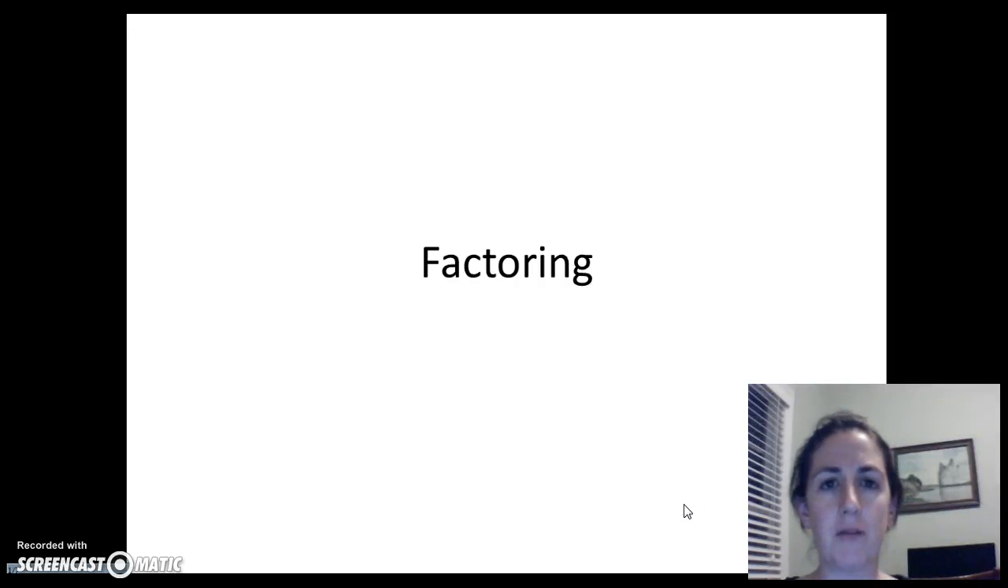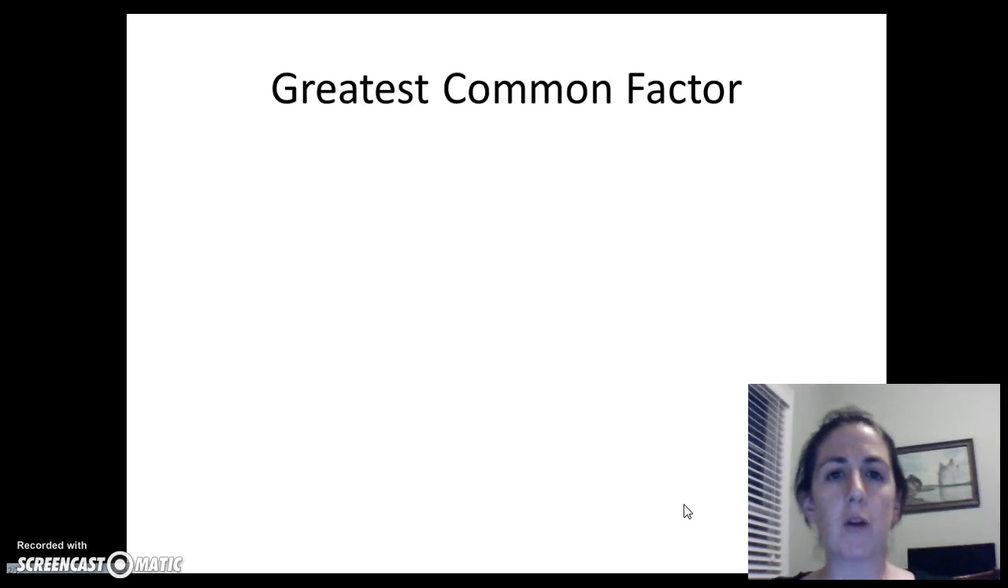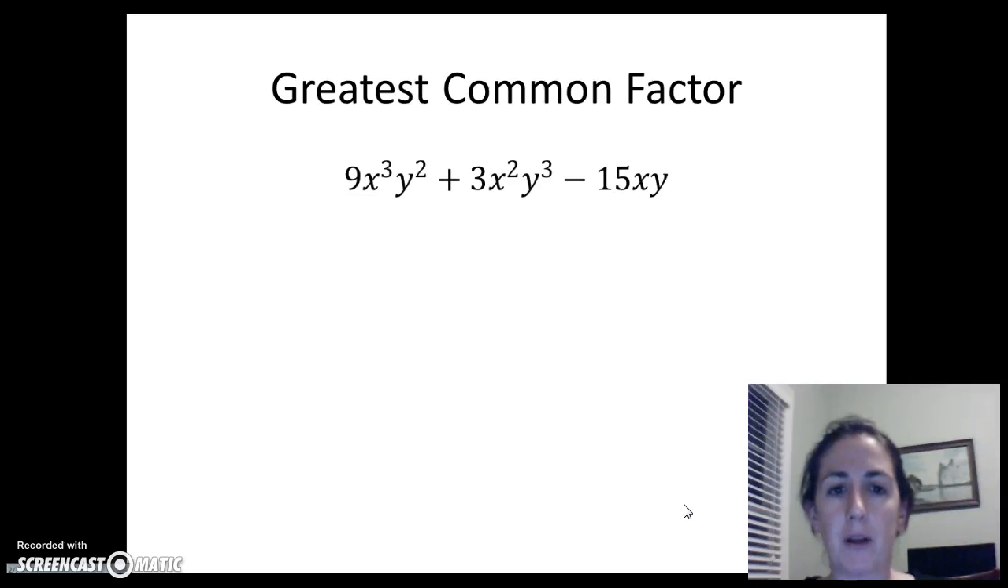Today we're going to talk about factoring. So we have 4 different types of factoring we're going to talk about in this class. The first one is factoring out the greatest common factor. This is the biggest number and letters, or numbers and variables, that go into all of the terms of the algebraic expression. So for example, 9x cubed y squared plus 3x squared y cubed minus 15xy.